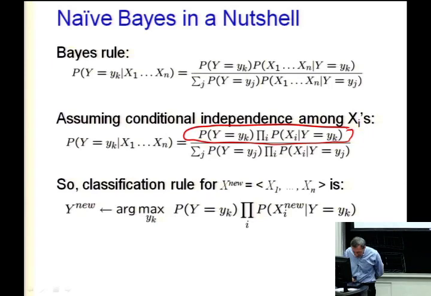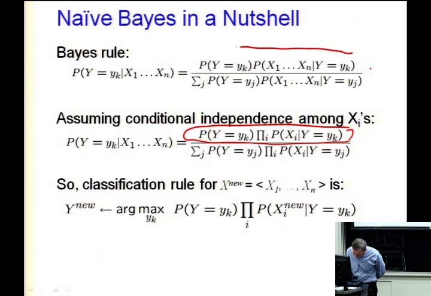So, in other words, we start with Bayes' rule, and we notice that if we make the conditional independence assumption, we can rewrite this as this. And the key thing here is this part of it.